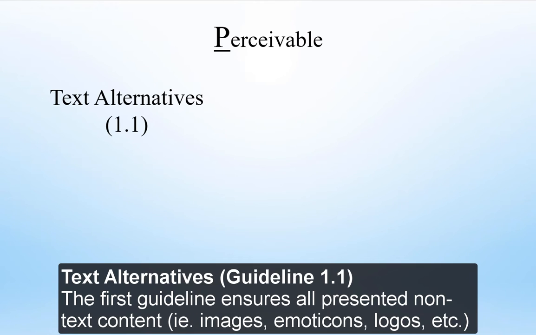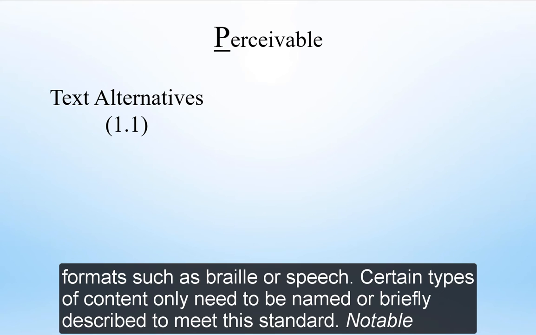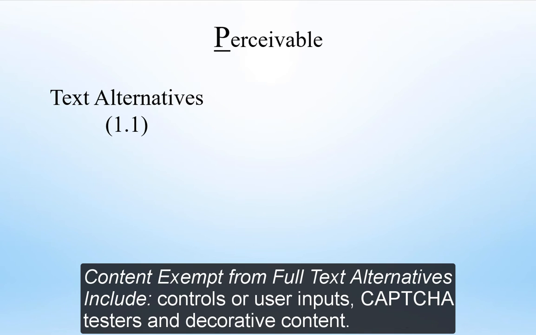Text alternatives. Guideline 1.1. The first guideline ensures all presented non-text content, i.e. images, emoticons, logos, etc., has text alternatives or alt text. The non-text content criteria ensures assistive technology can change content into other accessible formats such as Braille or speech. Certain types of content only need to be named or briefly described to meet this standard. Notable content exempt from full text alternatives include controls or user inputs, CAPTCHA testers, and decorative content.